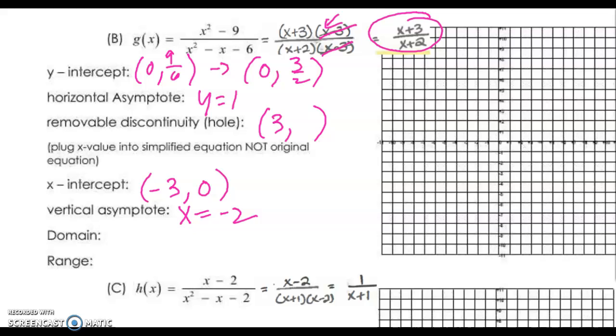So let's go ahead and plot those points, and then I'm going to move on to the next video. I've got (-3, 0). I've got (0, 3/2), so that's 1.5. I've got a horizontal asymptote at y equals 1, and a vertical asymptote at x equals -2. I'm going to go ahead and stop right there.